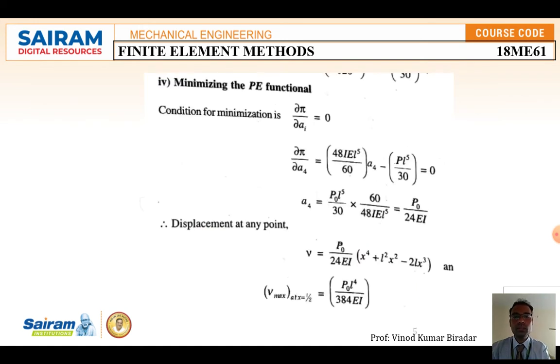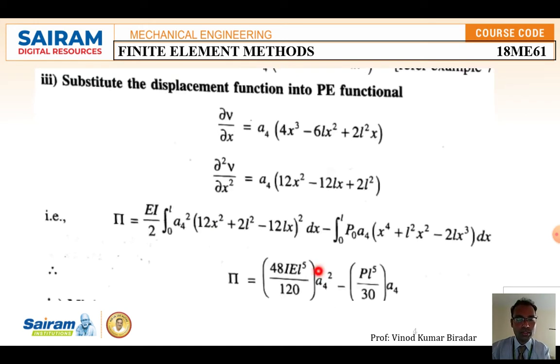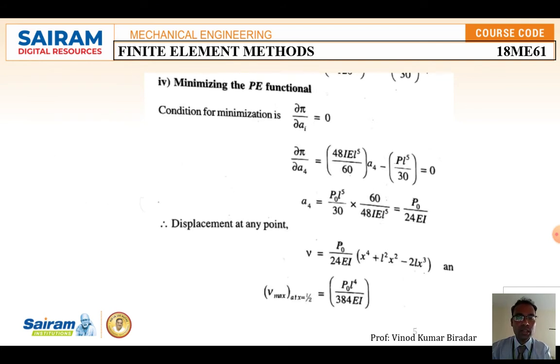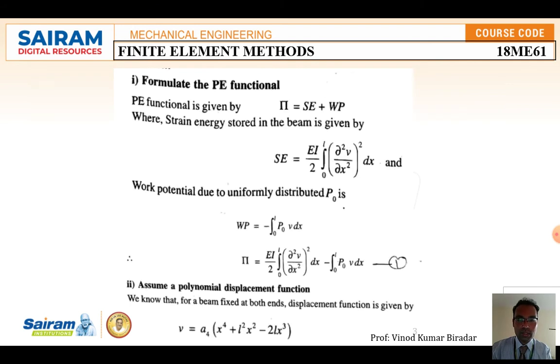Here a4 is the unknown, so for minimum potential energy I have to differentiate, that is ∂π/∂a4, which is equal to this. From this equation, setting it to 0, you are going to get a4 equal to this value. But the displacement at any point we have the formula, that is v is equal to this equation. This is the displacement at any point, so in this equation you have to substitute the a4 value.